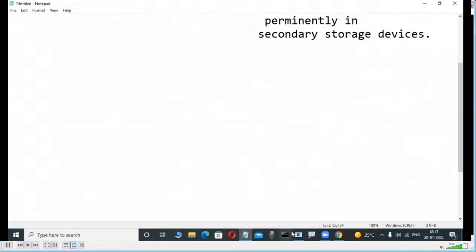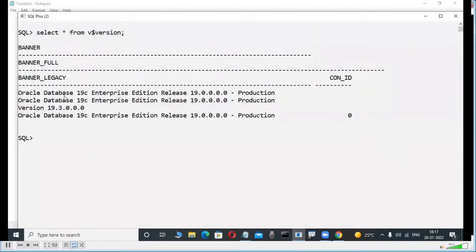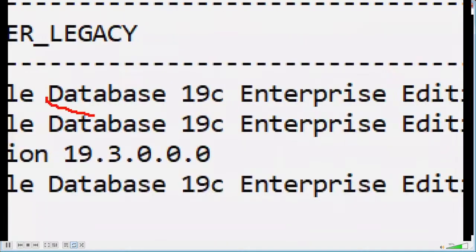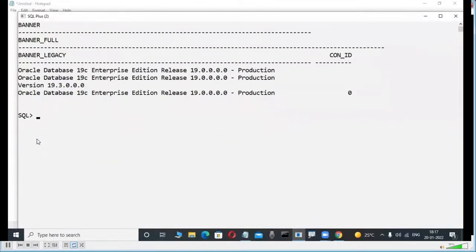Now check it out, concentrate here. For example, don't worry, suppose this is an Oracle database in my system. We are teaching many classes, that's why there are so many tables. Check it out, observe it here.